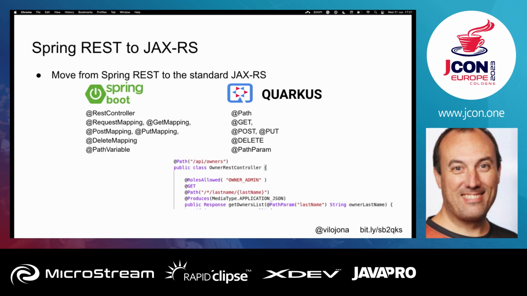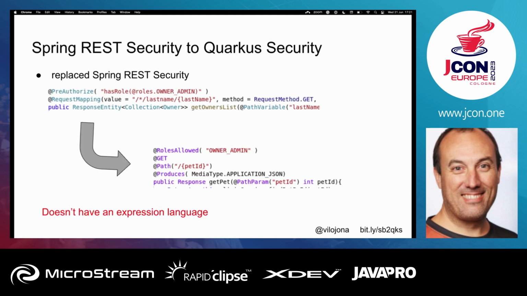With the Spring REST, it's a matter of moving from the Spring REST library to JAX-RS. We need to string replace annotations, or if it's the request mapping one that includes several arguments, we need to break it down into several annotations.